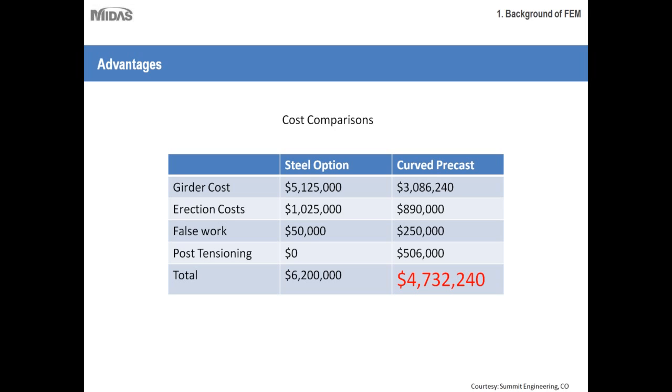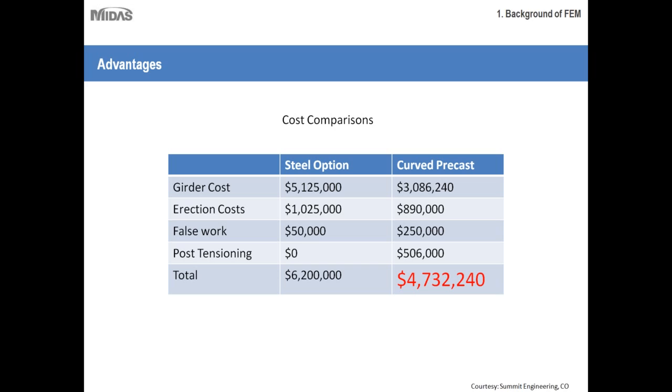The second thing, if you compare, is the erection cost, and steel always has a higher erection cost as compared to precast girders. Then falsework. Agreed, steel requires less falsework because you don't have to cast any part of the steel girder, whereas curved precast girders require falsework quite often.